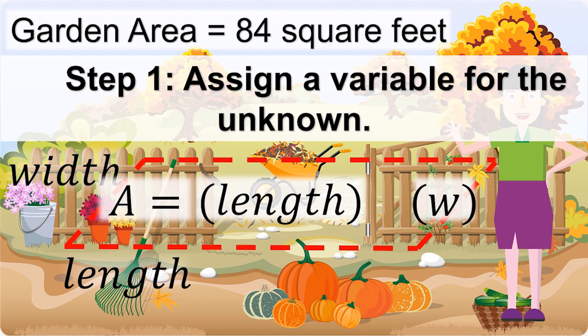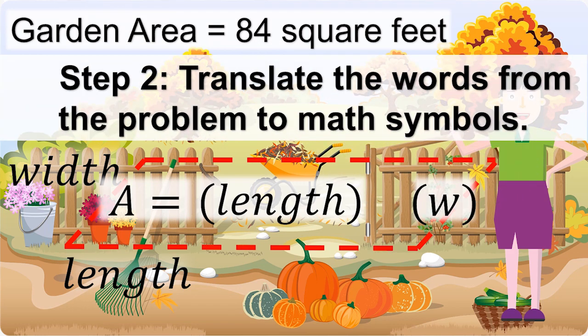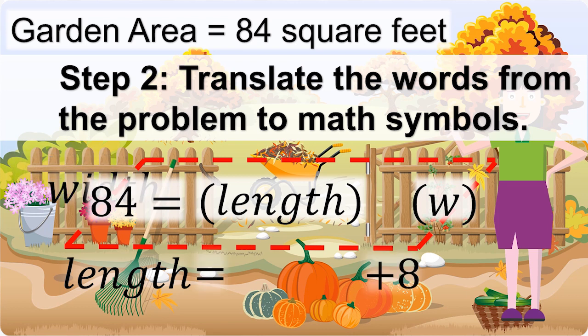Second step is to translate the words from the problem to mathematical symbols. Let us use the formula as a guide. The problem says that the total area is 84 square feet. Therefore, we can replace A with 84. Then, the problem says that the length of the garden is 8 feet longer than the width. So we can replace length with W plus 8.